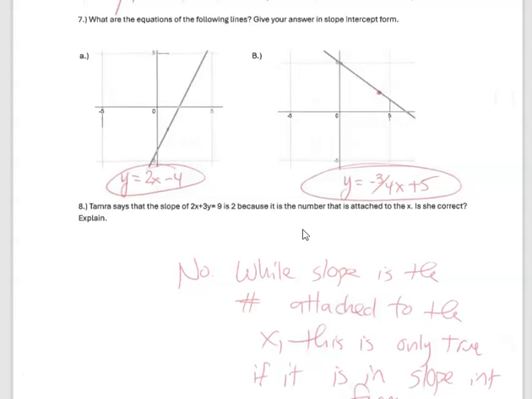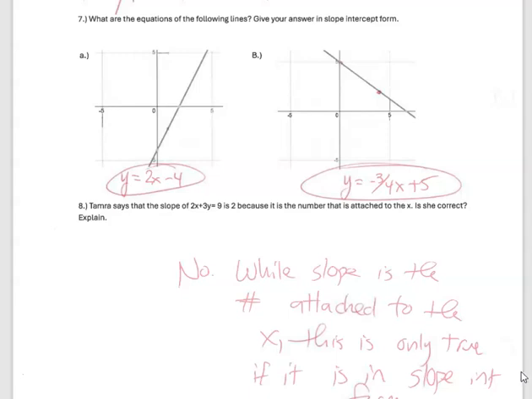Number 7, what are the equations here? You just have to find your slope and your y-intercept. Y-intercept is easy to see. Your slope is the rise over run. So your rise over run for the first one is up 2 over 1, so that is a slope of 2, y-intercept of -4. B is going to be down 3 over 4, down 3 over 4, and starts at 5. So it's y equals -3/4 x plus 5.